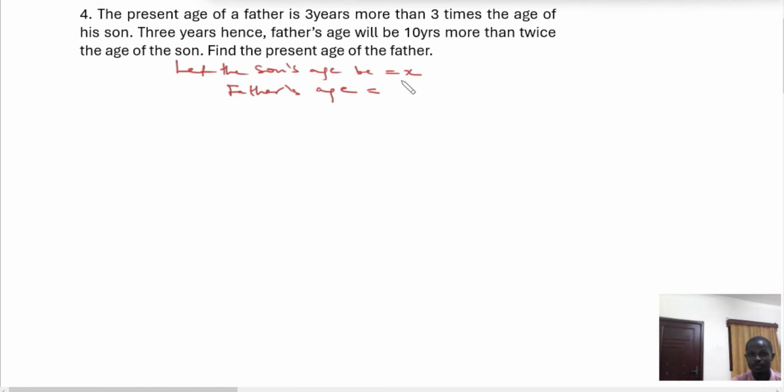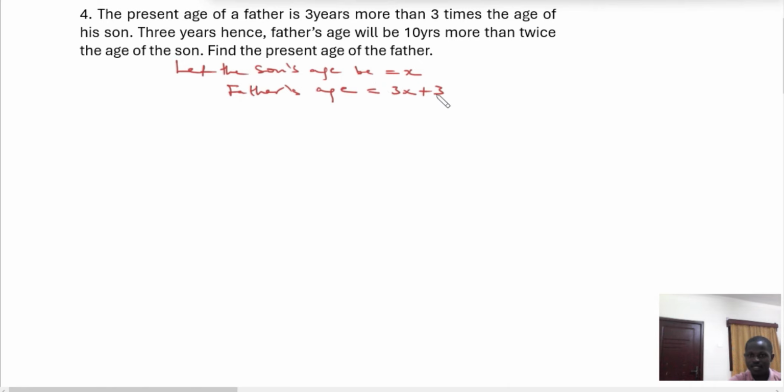The statement says 3 years more than 3 times the age of the son. So the first part, 3 times the age of his son, is 3 times x, which is 3x. Let's write 3x. Now, plus 3, because "3 years more than" is indicated here. So don't forget to write the plus 3. So we've completed this first statement.